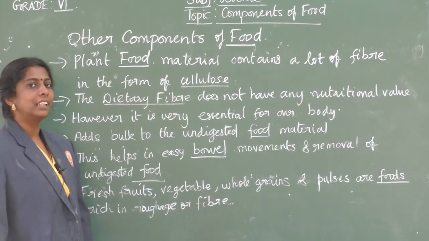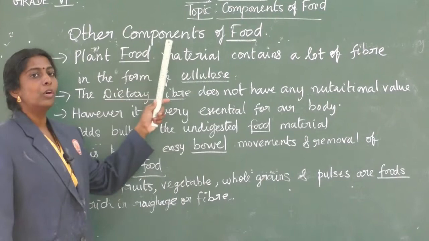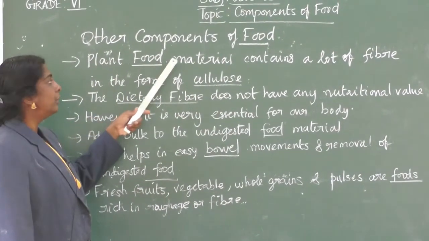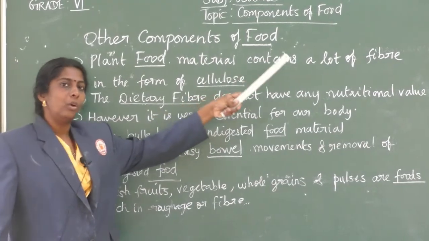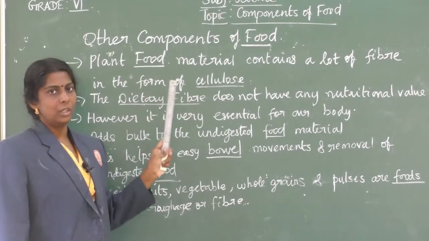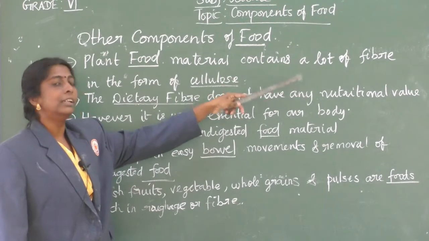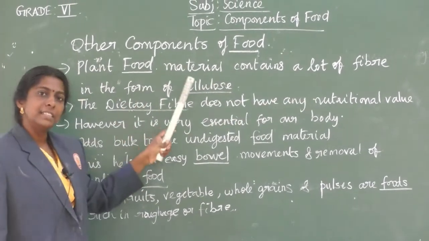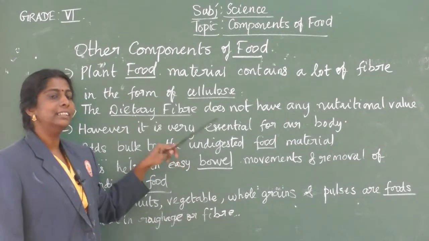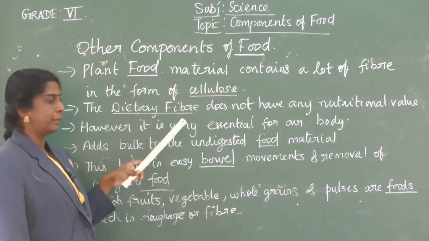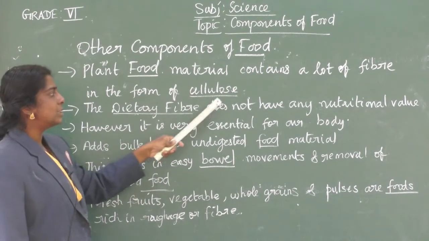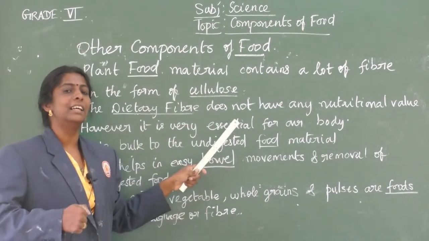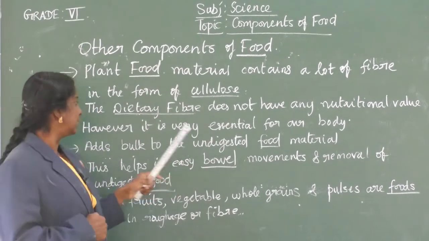Now we are going to learn about other components of food. Plant food material contains a lot of fiber in the form of cellulose. So now we are learning about fiber. Fiber is present in the form of cellulose. The other name for fiber is dietary fiber. Dietary fiber does not have any nutritional value, but still it is considered to be very essential.